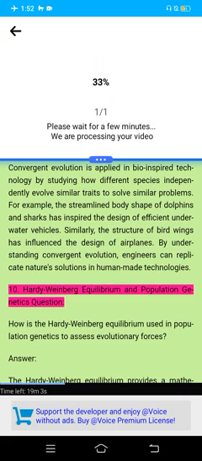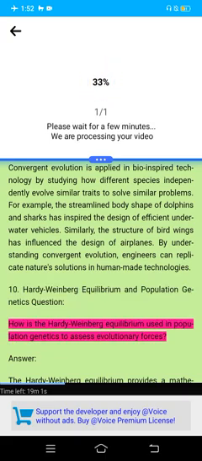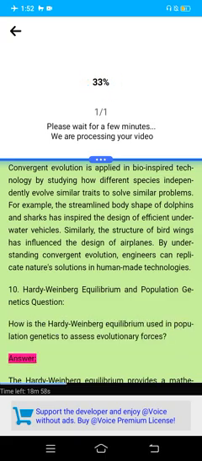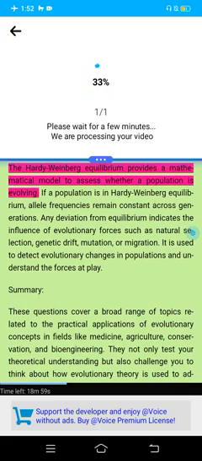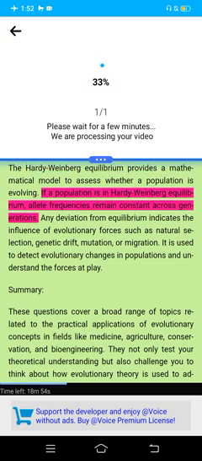10. Hardy-Weinberg equilibrium and population genetics. Question: How is the Hardy-Weinberg equilibrium used in population genetics to assess evolutionary forces? Answer: The Hardy-Weinberg equilibrium provides a mathematical model to assess whether a population is evolving. If a population is in Hardy-Weinberg equilibrium, allele frequencies remain constant across generations.